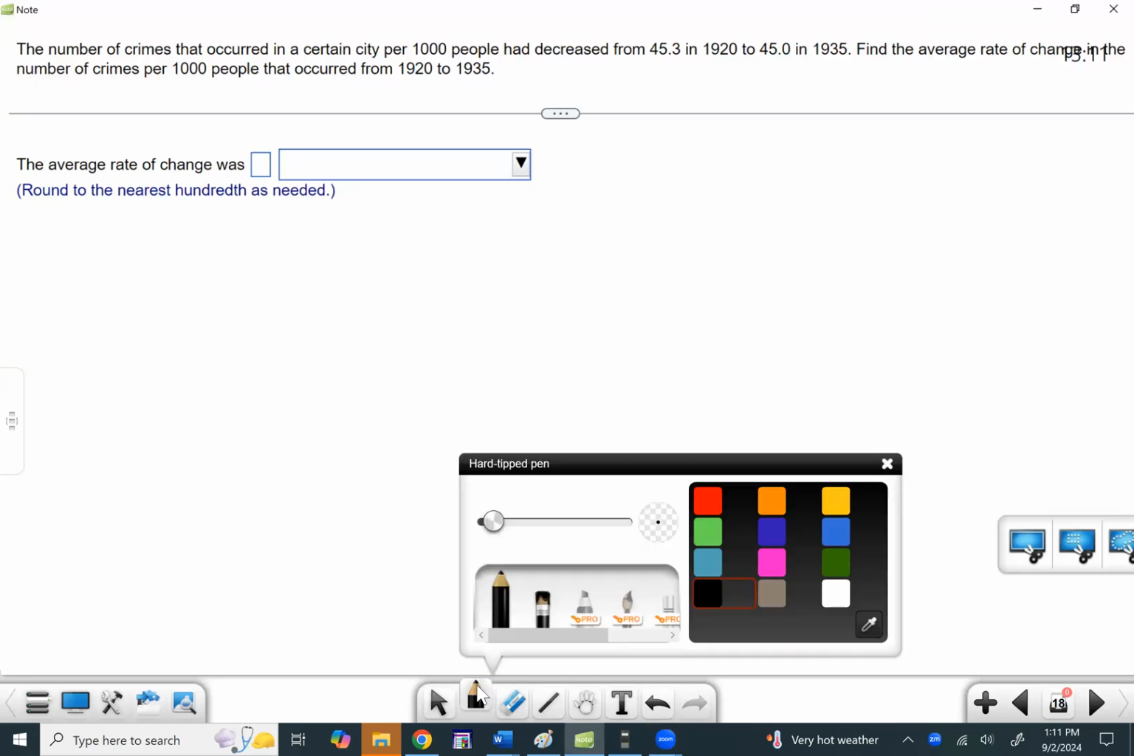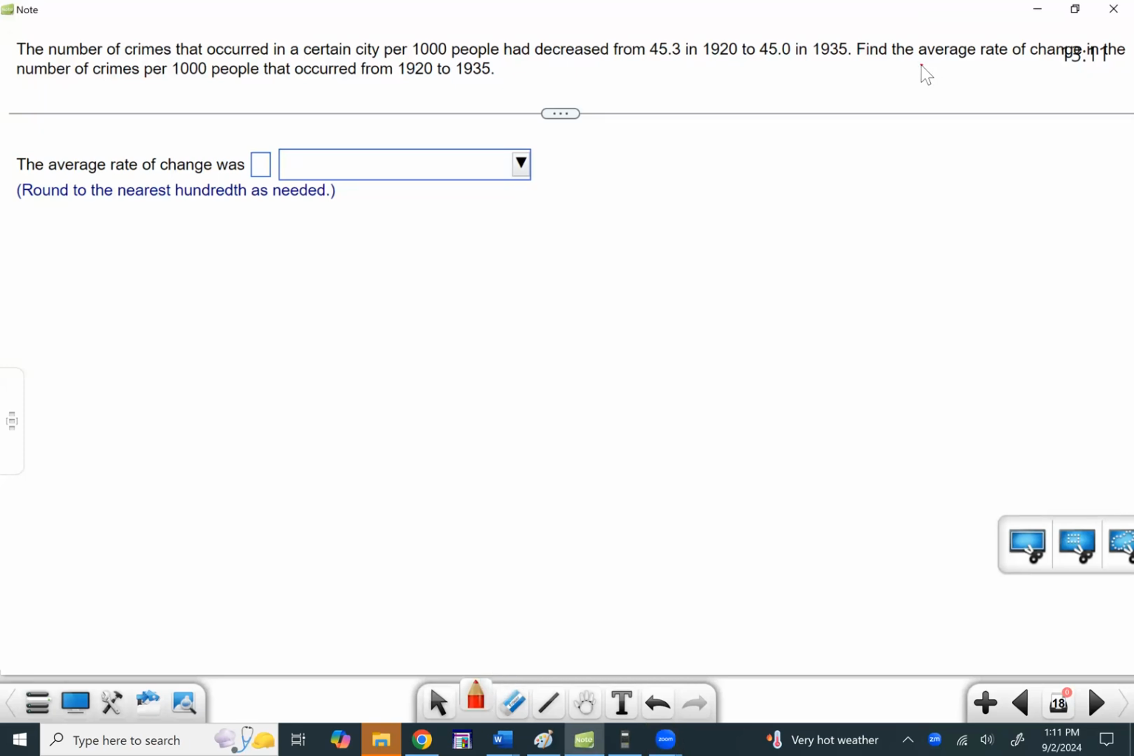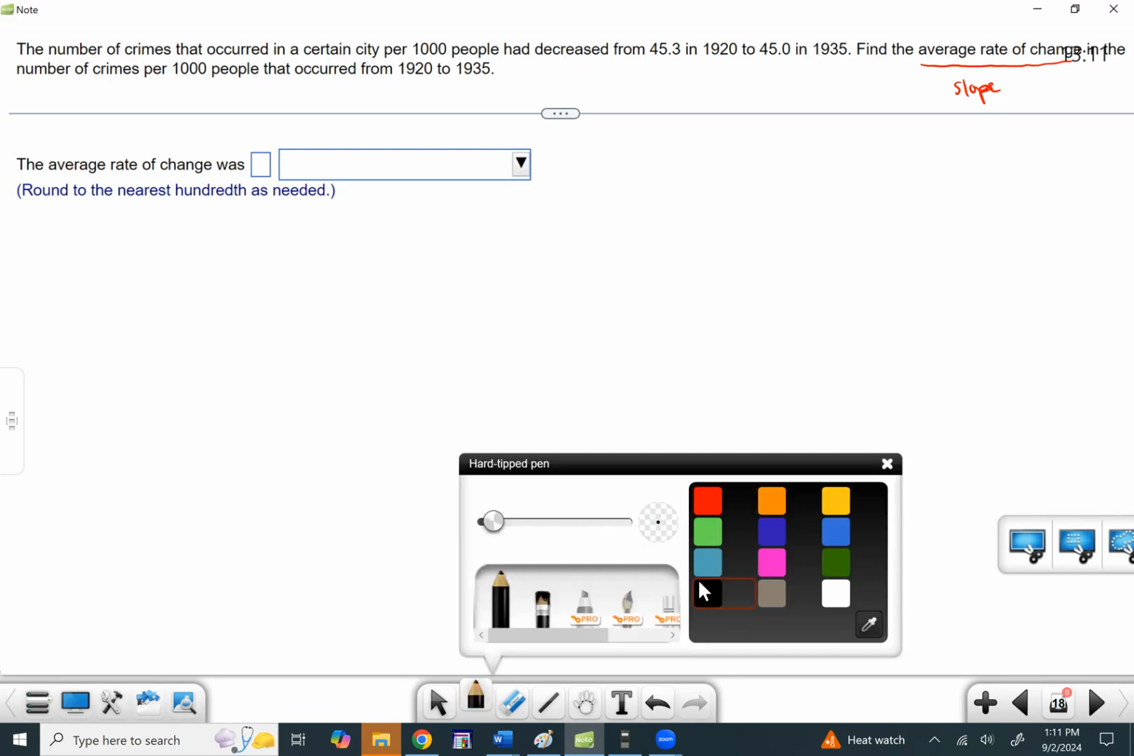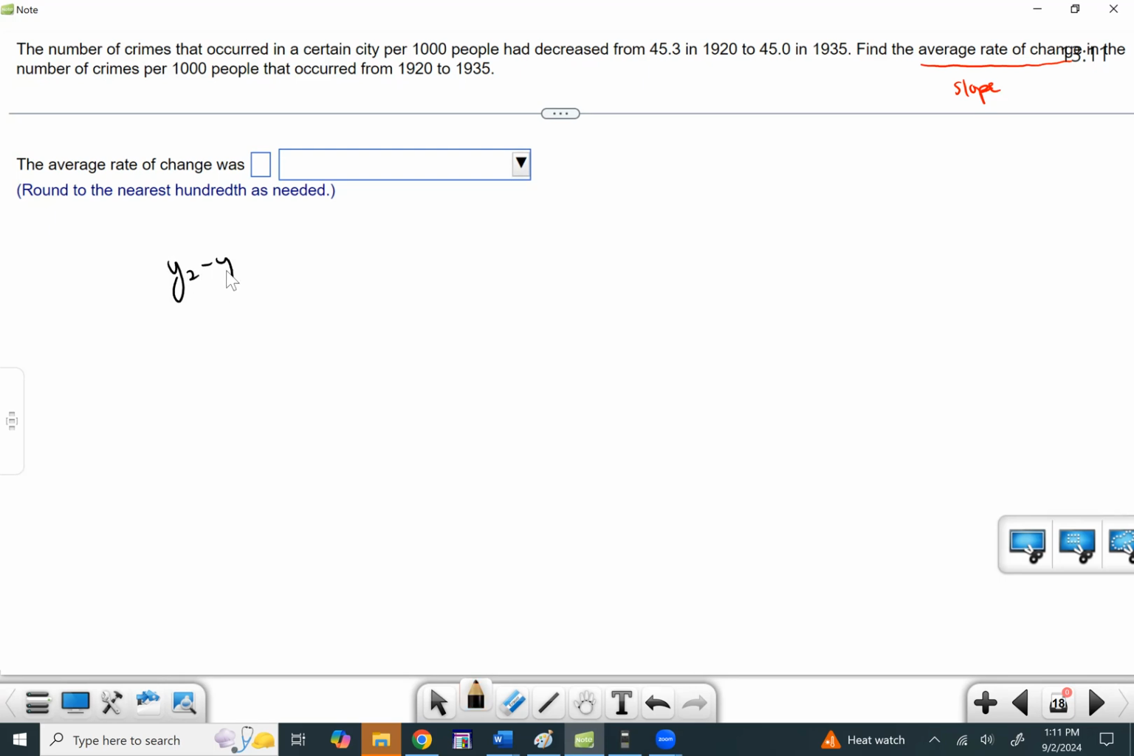So some keywords that I'm looking at: whenever I see average rate of change, that's synonymous, that's the same as slope. So right away, I'm going to write down my slope formula. Y2 minus Y1 over X2 minus X1. Okay. Now, in order to use slope, I need 2 points, right? So I have to figure out what those 2 points are.